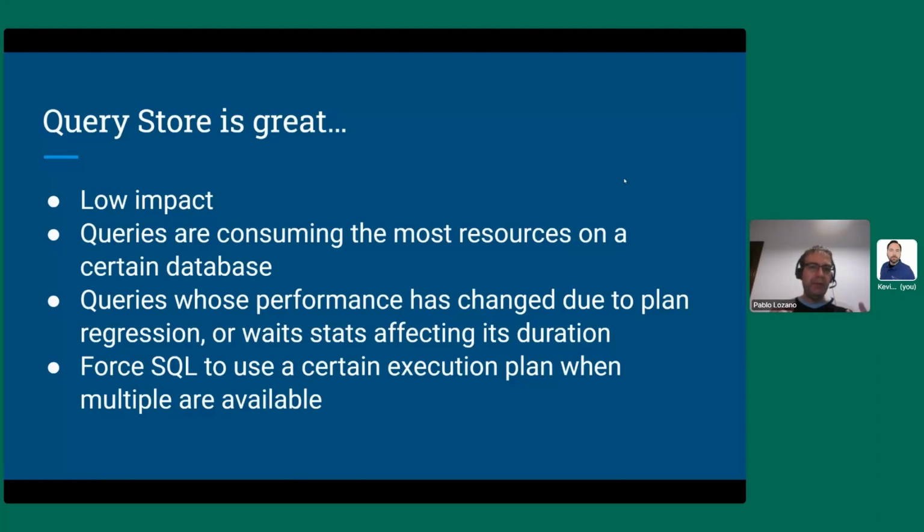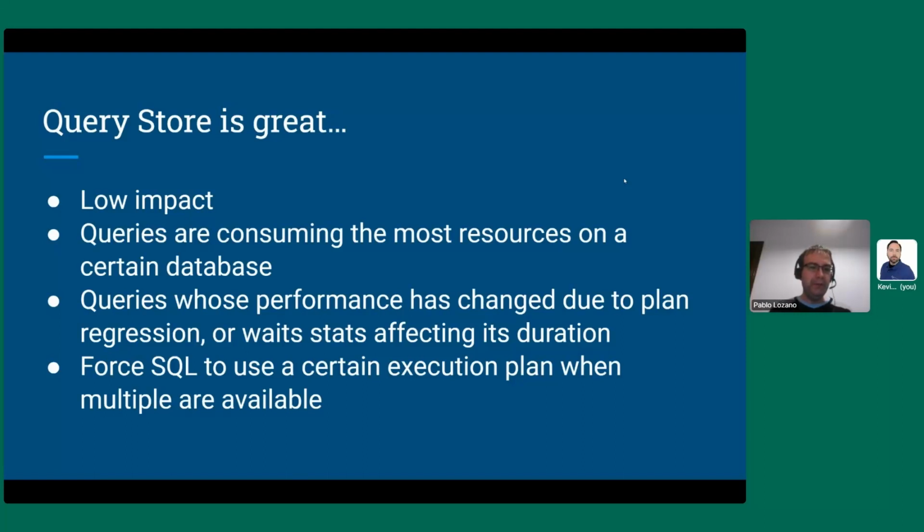So you can find queries that consume the most resources on a certain database. That might be TempDB usage, either read or write pages on the logical level, on the physical level, duration of the queries, CPU usage, you name it, it gathers pretty much all kinds of information. With that information, Query Store can give you information about the queries whose performance has changed due to a plan regression, or any changes that might have affected its duration based on previous executions.